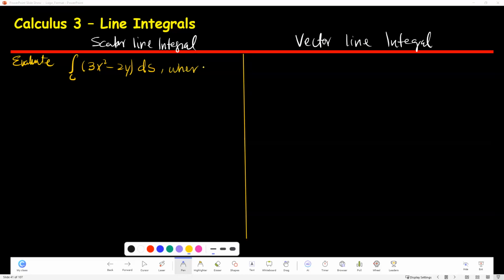where C is the line segment from (3, 6) to (1, 1), even (1, -1). Okay, I'm just writing a line here. I'm going to be saying evaluate.